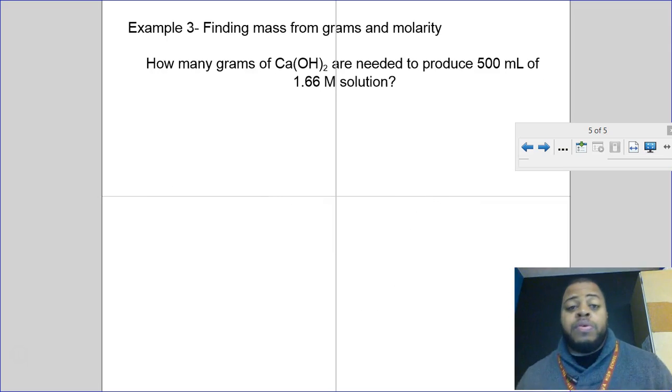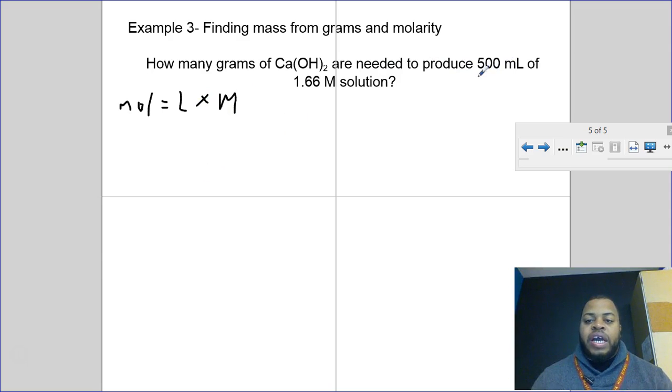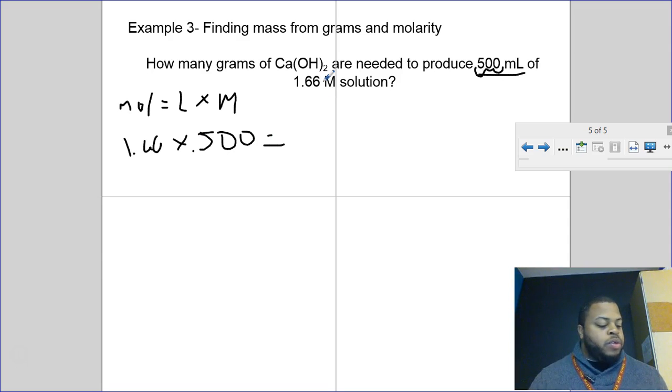Last question, a last example to work with for the moment. How many grams of calcium hydroxide are needed to produce 500 milliliters of a 1.66 molar solution? Well, again, going back to the previous video, how do we find the number of moles? We found that moles was equal to the volume times the concentration. So I have a volume, and I have a concentration. So I'm going to do 1.66 times 0.500, 1.66 times 0.5, and I got 0.83 moles.